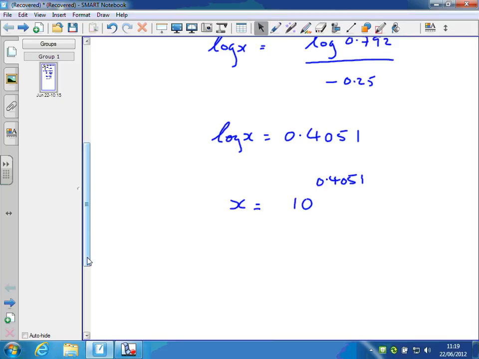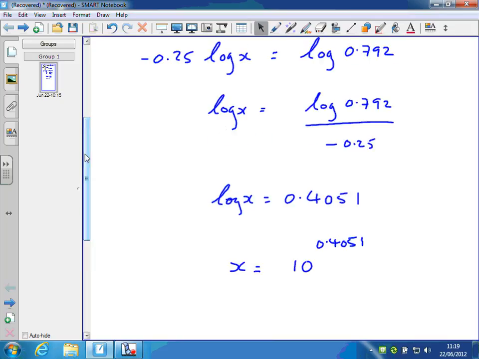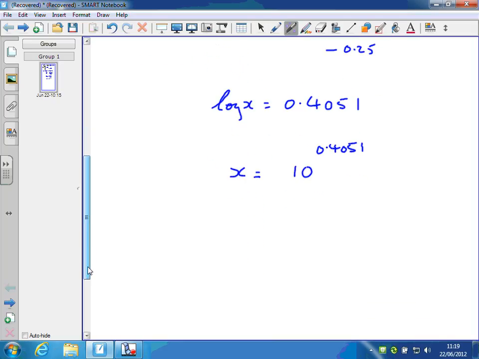But again, I would leave my answer to this part here in my calculator and then just put 10 to the power of that rather than try and introduce a rounding error. So I'd round at the very end. So 10 to the power 0.4051 should give the answer in the textbook, or near enough. But if you left the answer in there, you get it pretty well exactly.